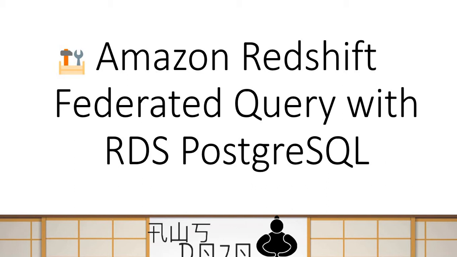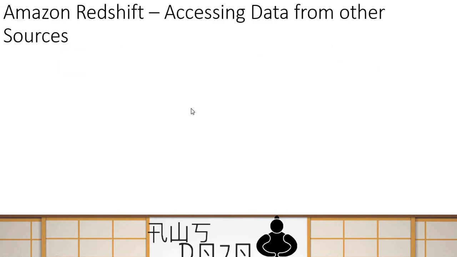Today, we are going to talk about how you can make federated query with RDS PostgreSQL from Amazon Redshift. So let's get started. If you talk about Amazon Redshift, it has some very great features in place in order to access data from other sources.